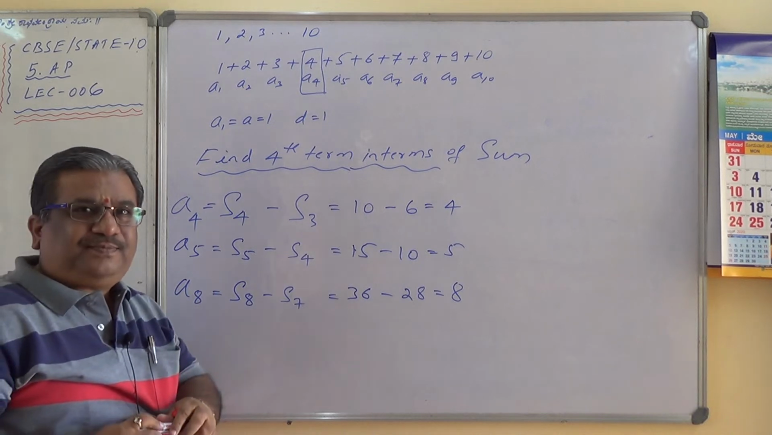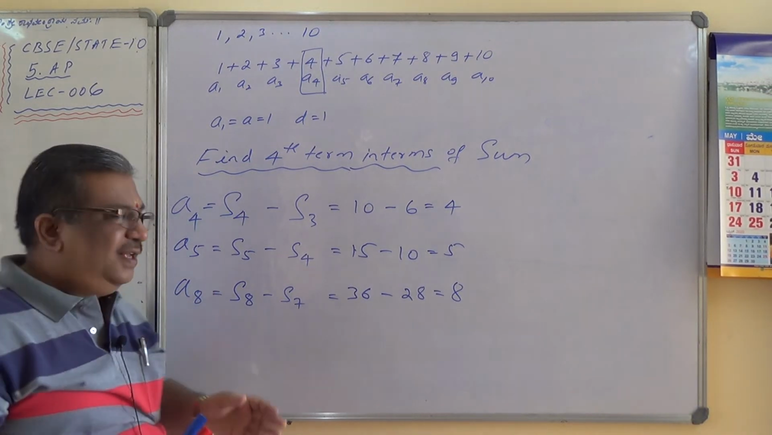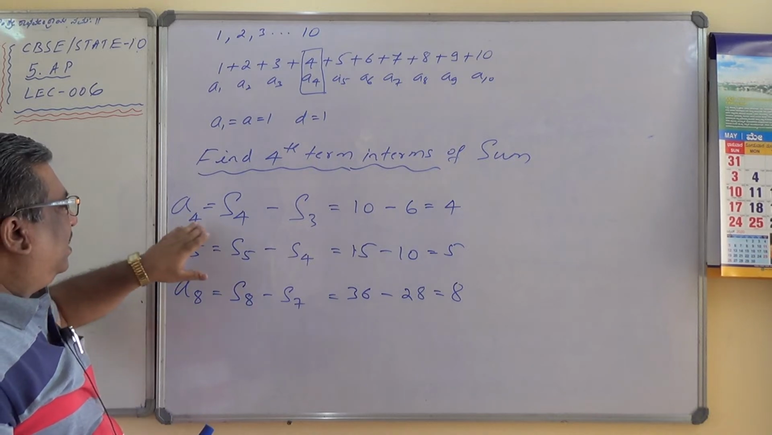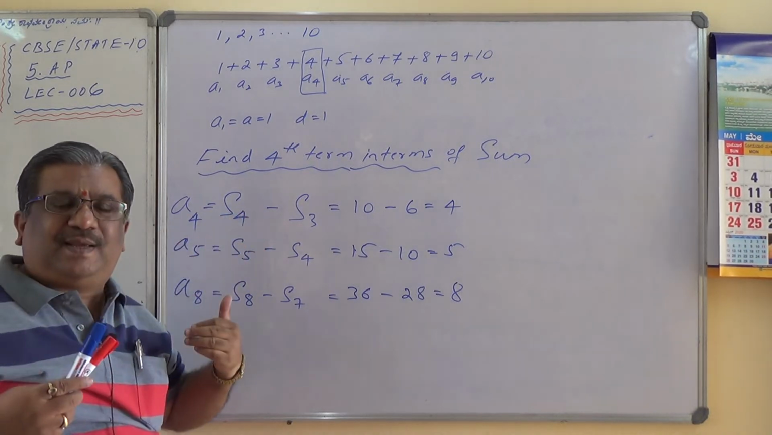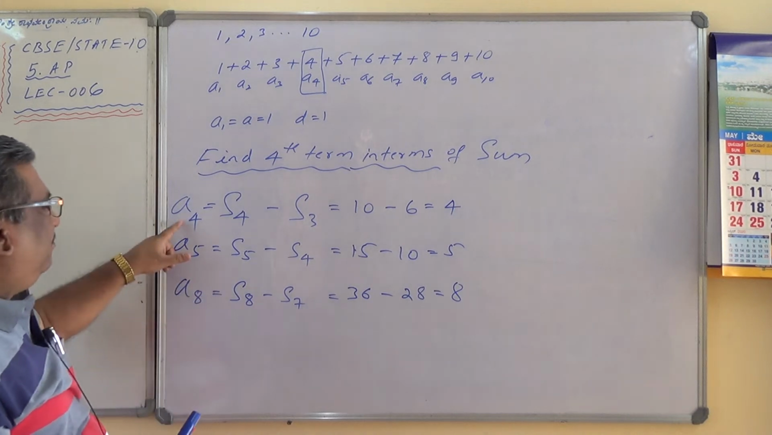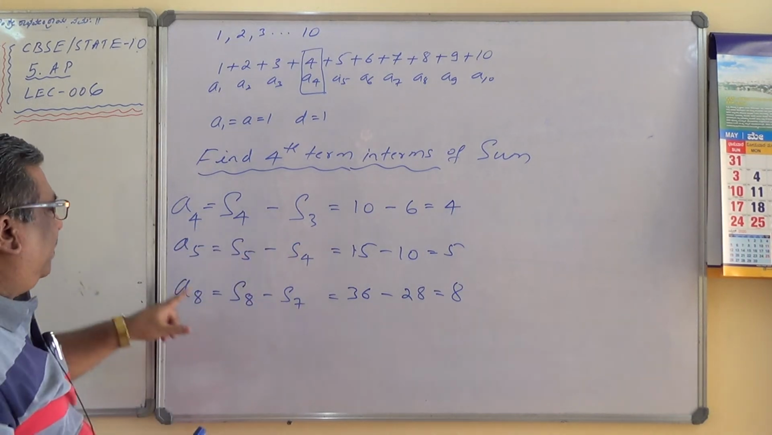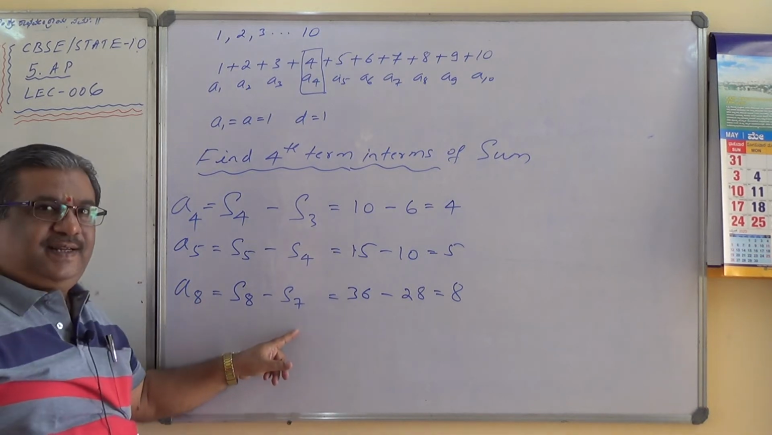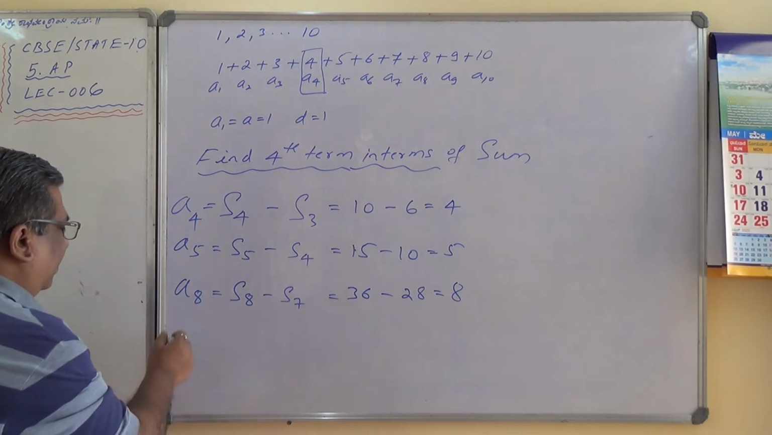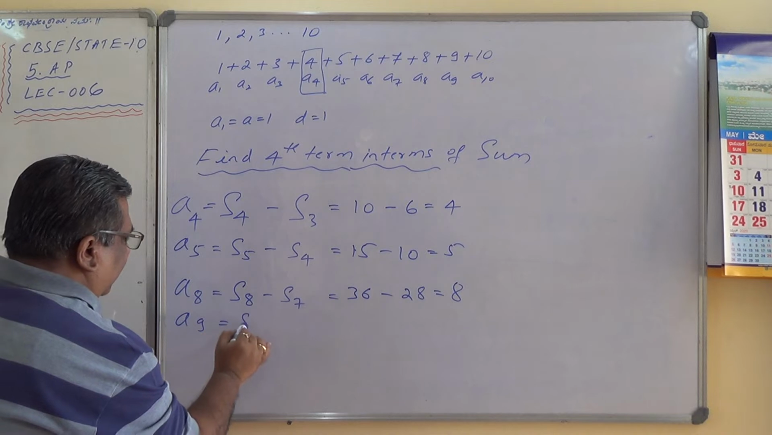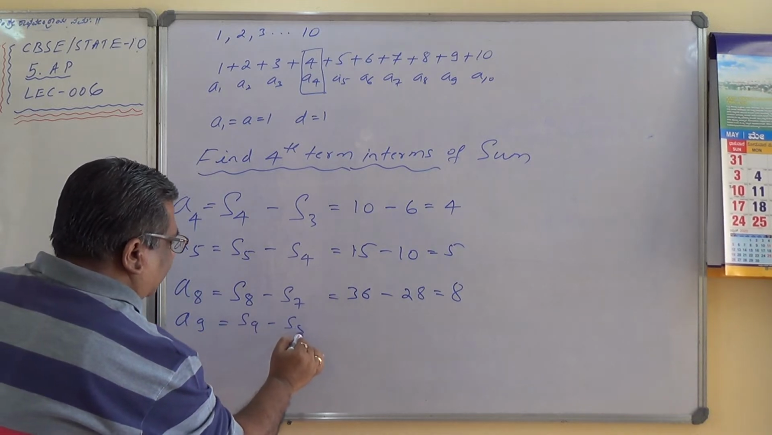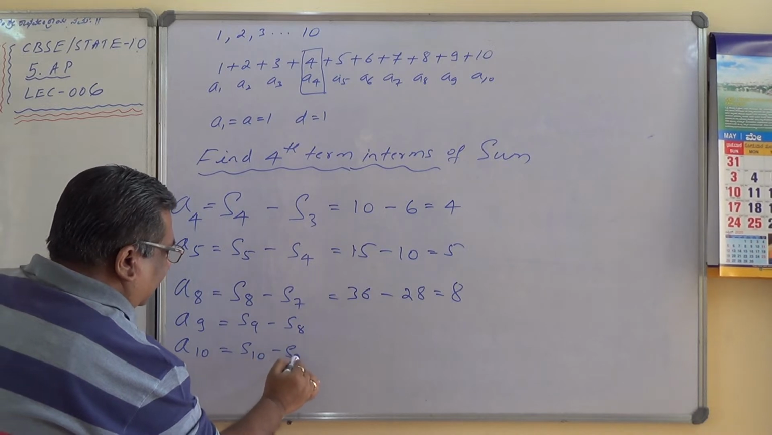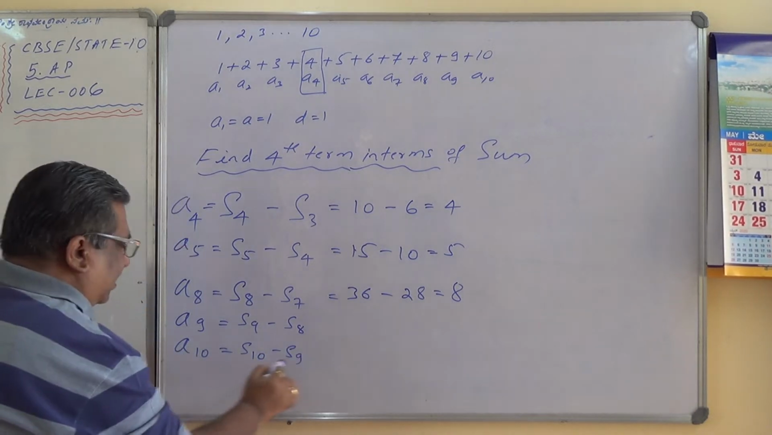Very interesting, no? You are able to find out any given term by taking sum up to that term minus the sum up to the previous term. A4 equals S4 minus S3. A5 equals S5 minus S4. A8 equals S8 minus S7. And I'll continue. A9 equals S9 minus S8. A10 equals S10 minus S9. And it will continue.